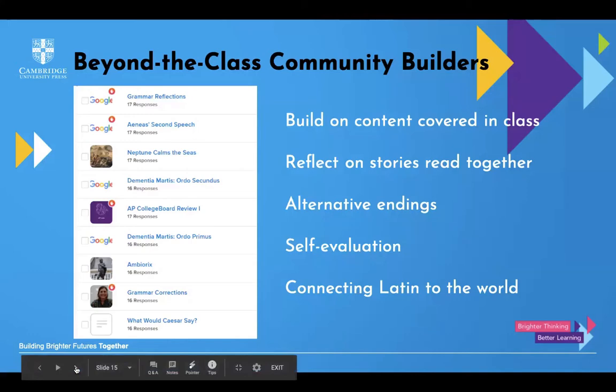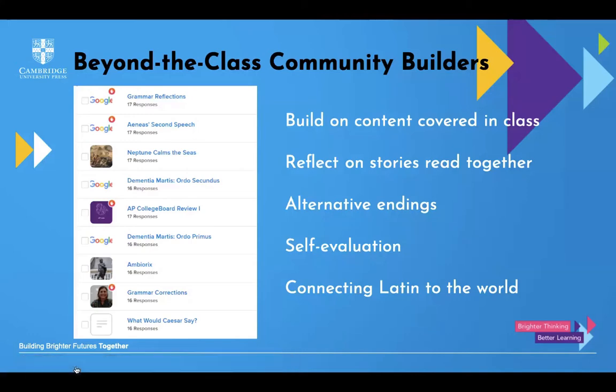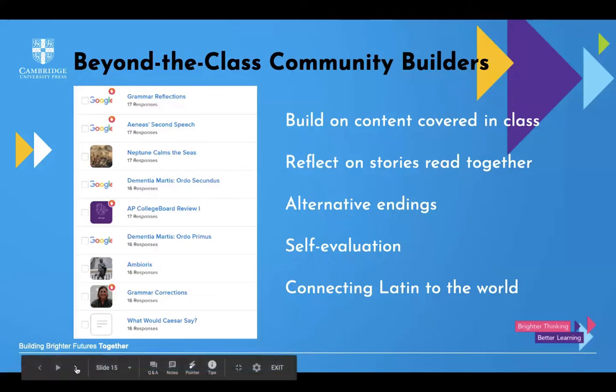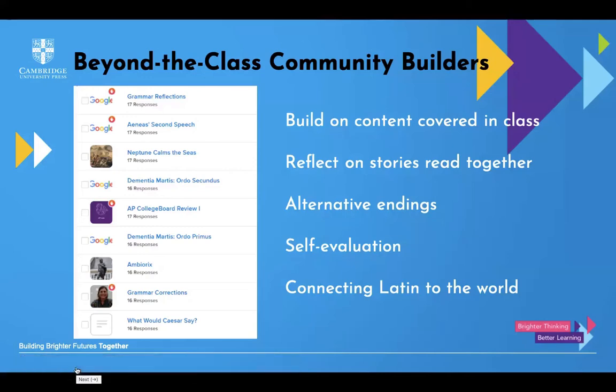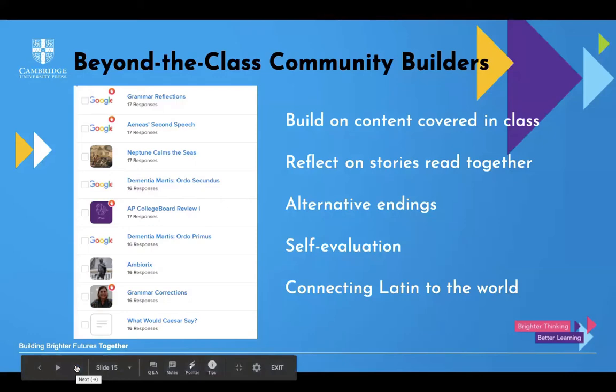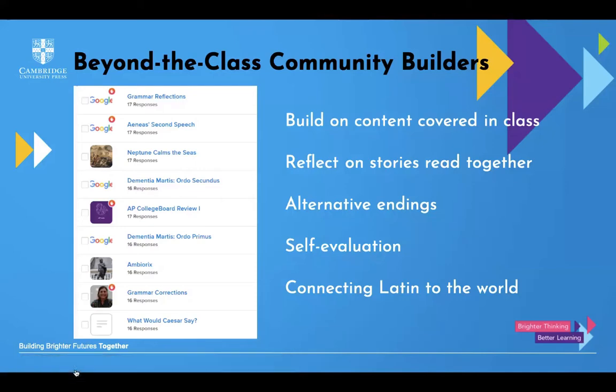And then as far as connecting Latin to the world, with Flipgrid, you can put in a current event that has to do with one of the places or one of the characters you've been talking about. Maybe there's a new version of the Metamorphoses that's being put on off Broadway or something like that. Have them think about the more modern adaptations of some of the literature that you're reading.